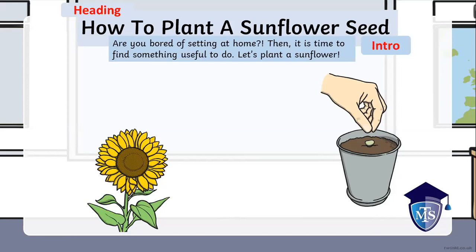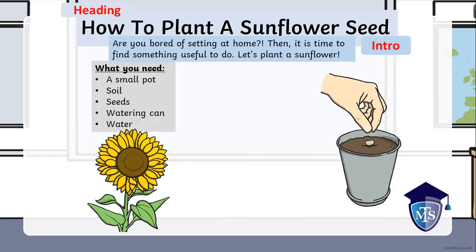The third part of the text is the things that we need: materials, ingredients. What do you need? And we write it in bullets. Why? Because they are short words or short phrases. A small pot, short phrase. Soil, word. Seeds, word. Watering can, phrase. Water. All these are bulleted phrases and words. Why? We don't need a lot of details here.